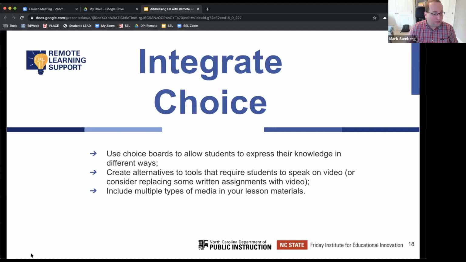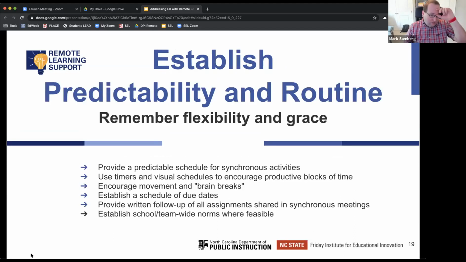So next slide, please. So then this one is around establishing predictability and routine. And as Marianne mentioned earlier, we're not trying to schedule every minute of every day, but for many of our students with learning differences, that sense of routine and normalcy is going to be very important. So while we don't want to schedule every minute of every day, we do want to provide predictable schedules for our synchronous activities.